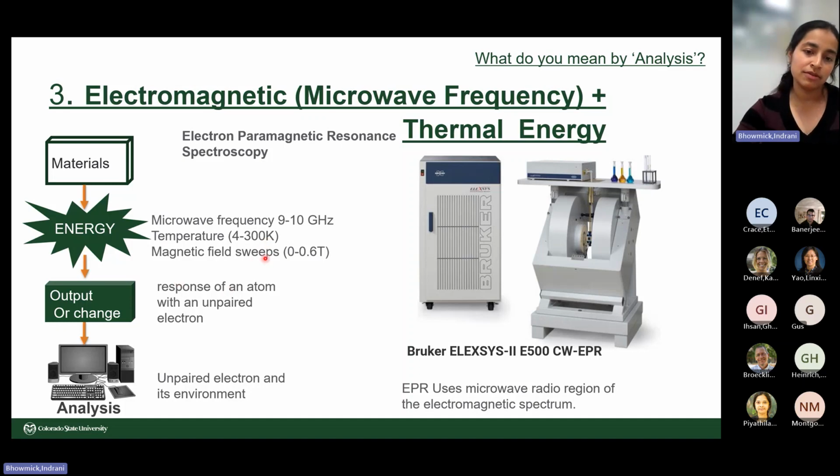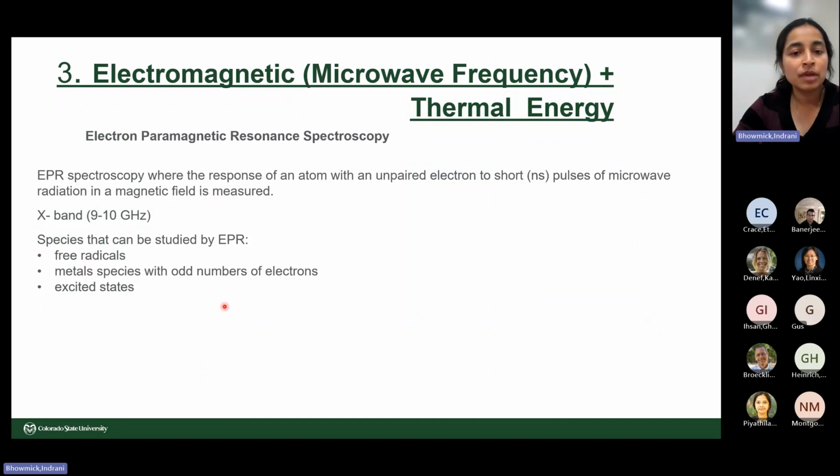And we can sweep the magnetic field here, but it's a sweeping field, not a constant field. It's not like MPMS or PPMS. And the output is your response to the atom which is interacting with the unpaired electron. So what you can measure here is free radicals, metal species, which have unpaired electrons. You can use it for excited states.